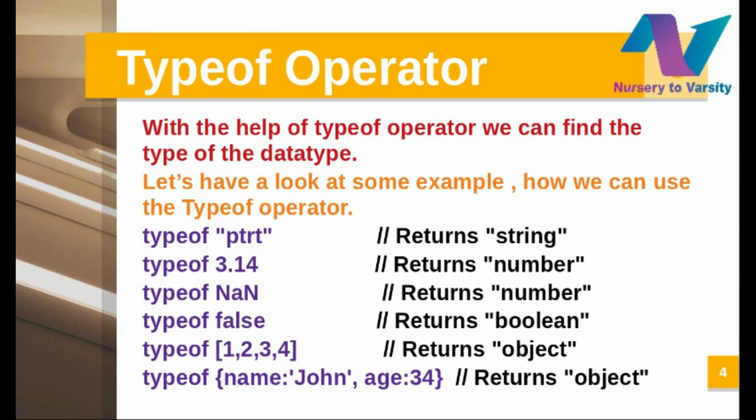For example, on the screen you can see that I have written typeof and in quotes I have written a particular string, so it's a string. Typeof 3.14, it's a number. Typeof 1234, it's a number. So in this way you can create all these things.